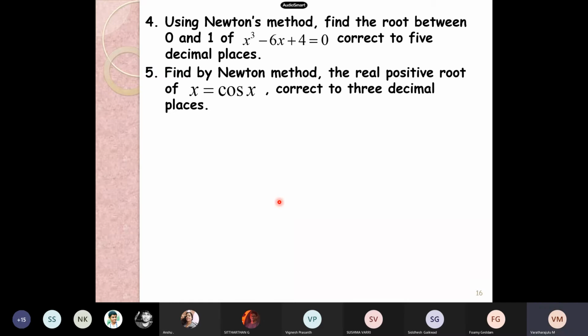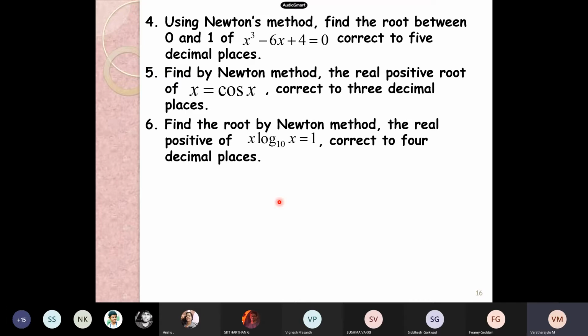Using Newton method, find the root between 0 and 1 of x cube minus 6x plus 4 equals 0, correct to 5 decimal places. And find by Newton method the real positive root of x equals cos x, correct to 3 decimal places.